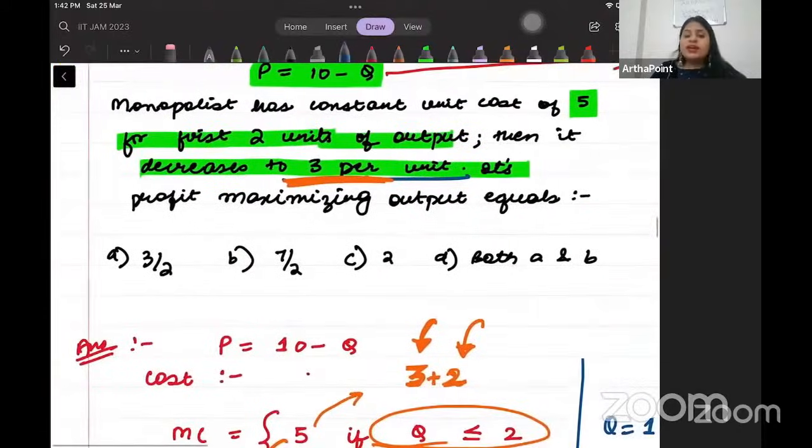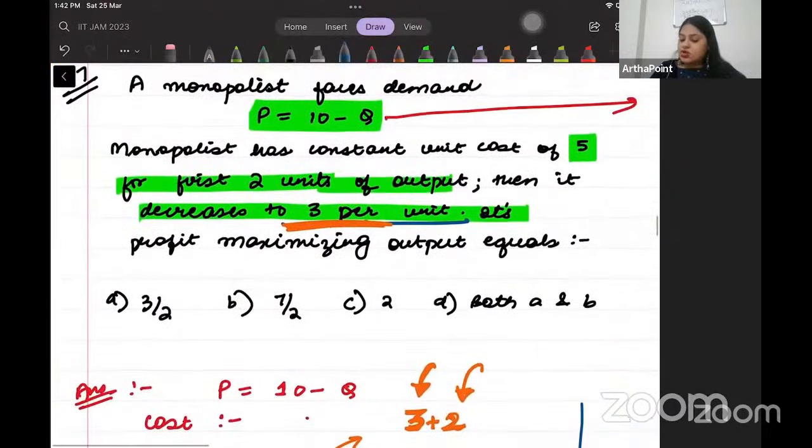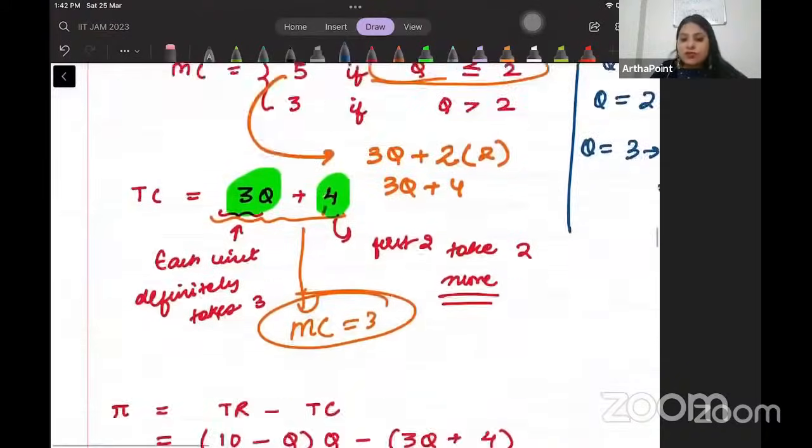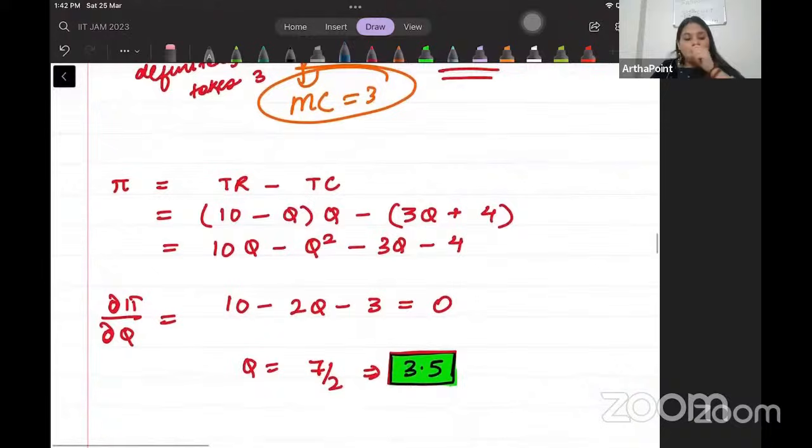Just don't go ahead and equate it like that. So the answer is going to be 7 by 2. If you find this a little tricky, you can just find the profit function also, which will be TR minus TC.